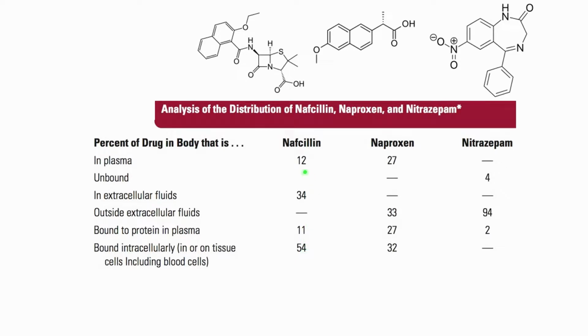So in plasma, a very small amount is unbound. Most of the drug is bound in extracellular fluid or outside of them, or bound to protein in plasma, or bound intracellular in tissue. You do not have free molecules.